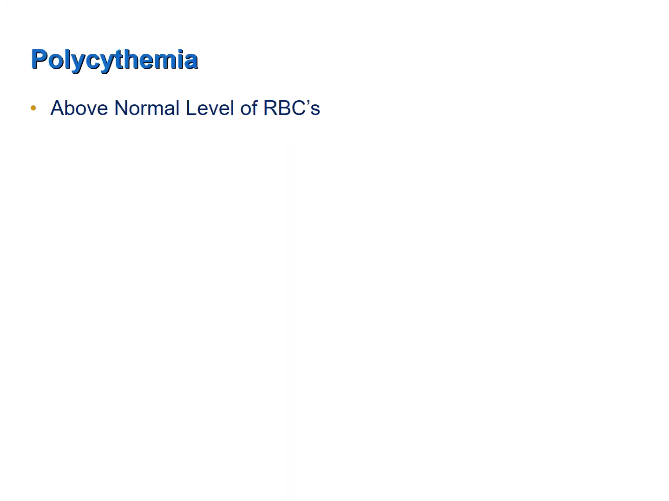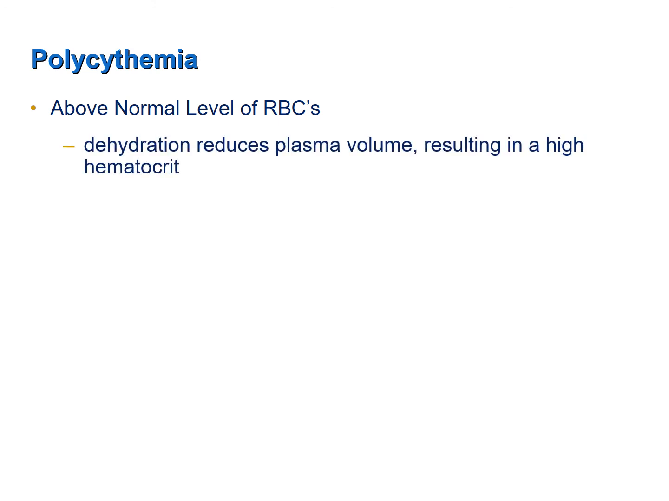Polycythemia can be thought of as the opposite of anemia. Here there are above normal levels of red blood cells or an elevated hematocrit. This can be due simply to dehydration, where there is a reduction in the plasma volume, therefore an elevated hematocrit results. It can be a normal adaptation to living conditions.